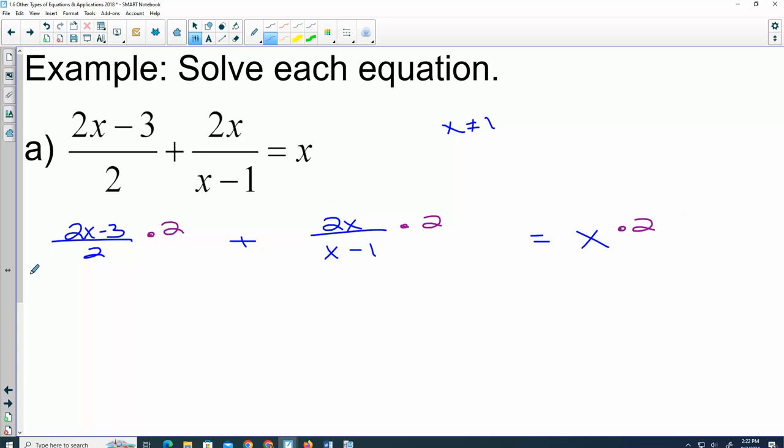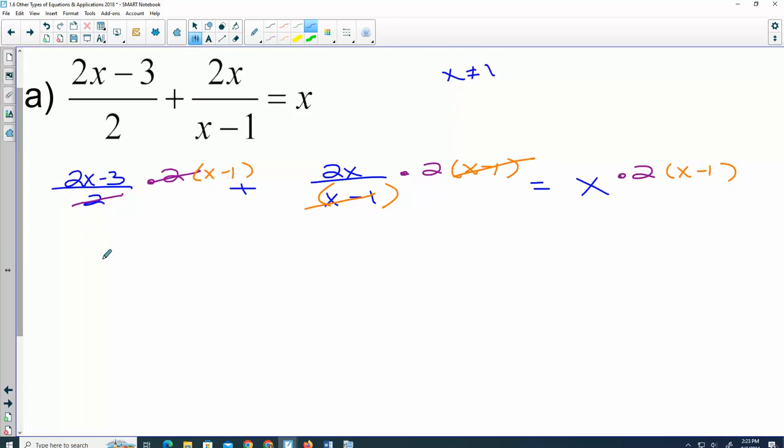If I multiply by 2, these cancel out. Did that get rid of all of my fractions? No. What else do we have on the bottom? X minus 1. So if I want to get rid of that, I have to take it times x minus 1. But that means I need to take every term times x minus 1. Now those go away. Have I gotten rid of my fractions? Yes.